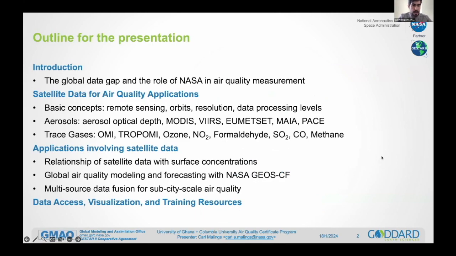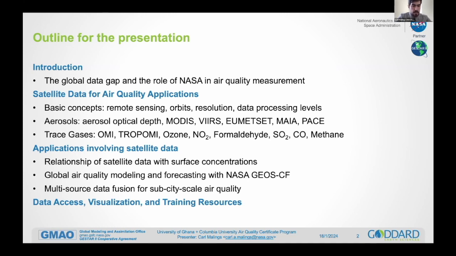So the outline I'd like to go through is first a general introduction, talking a little bit about why space agencies like NASA are involved with air quality, what role those agencies play, and the general background of satellite data for air quality, the basic concepts. What does remote sensing mean? What are different orbits and how do they impact the kind of data we get from satellites, things like that. I'll talk a little bit more specifically in two sections about measurements of aerosols from space, some instruments and missions related to that, and also about measurements of trace gases impacting air quality from space, and then some of the data and data products and missions that are available to support that.